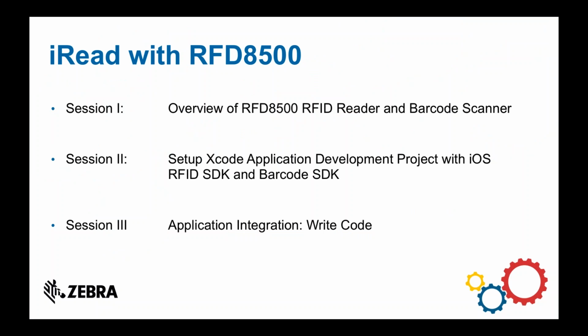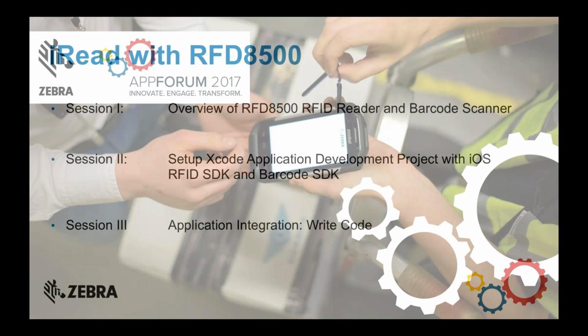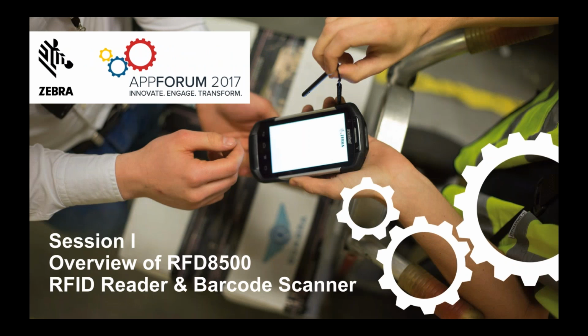This presentation covers 3 sessions. The first session is an overview of the RFID device, the RFID reader and barcode scanner. Secondly, I will show you how to set up the RFID and Scanner SDK for a decode application development project. Finally, we will write some code. Okay, so let's start session 1.